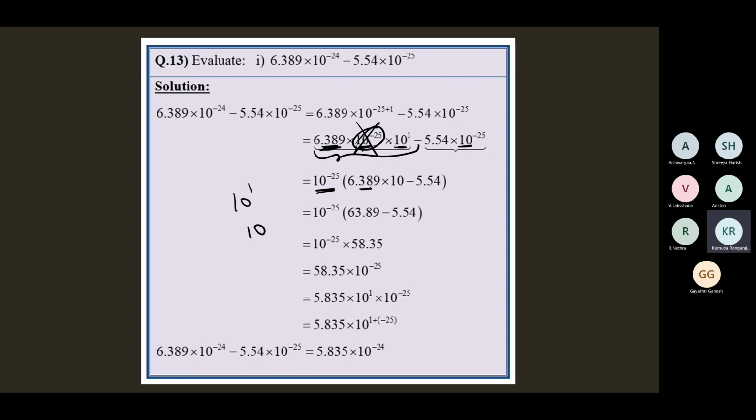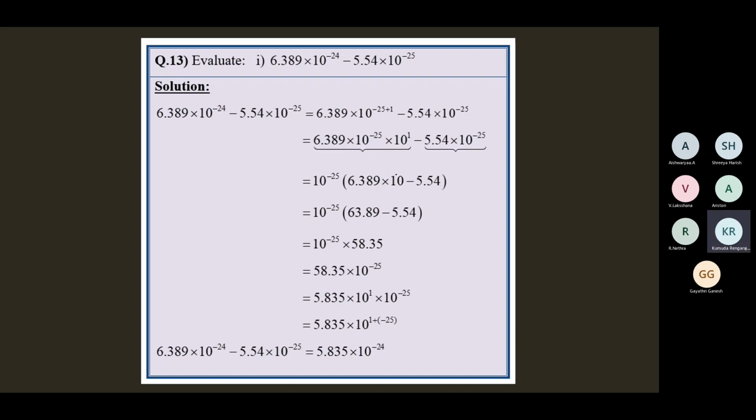You can see this one into 10 minus. This is the second part. Here also this is common. So write 5.54 in the two parts, this is taken out common. So write the remaining 6.389 into 10 to the power 1, which is nothing but 10 minus 5.54. Now, in the next few steps, 10 to the power minus 25 comes as it is because we are busy simplifying the terms in the bracket.